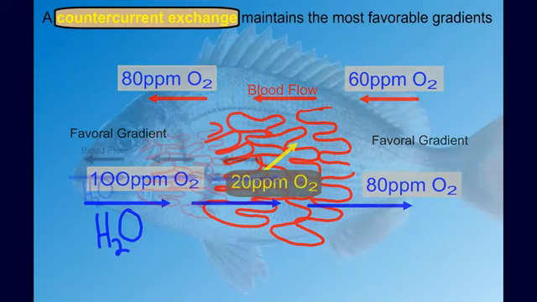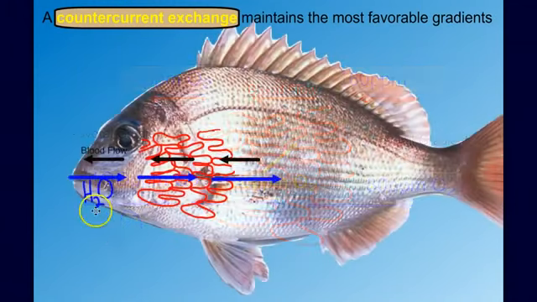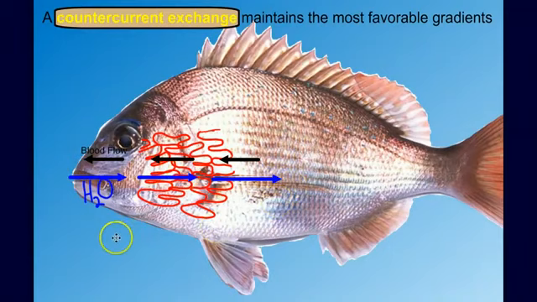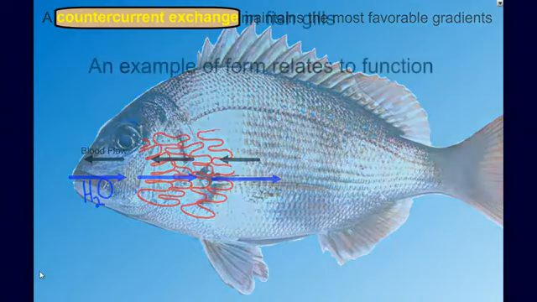So we can put the system back into our fish, and we see that the countercurrent, the blood flowing from the back of the gills towards the front and the water flowing from the front towards the back, is going to give us the most favorable exchange gradient. And this is a very good example of form relating to function in a biological system.